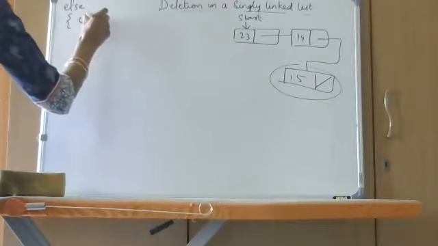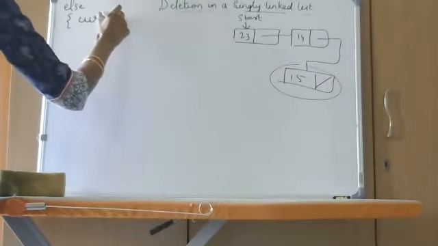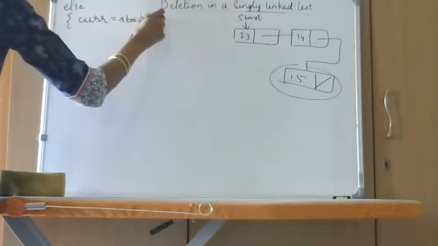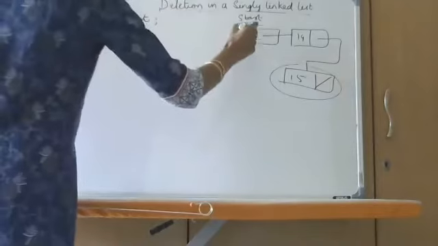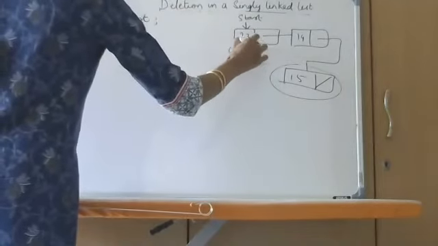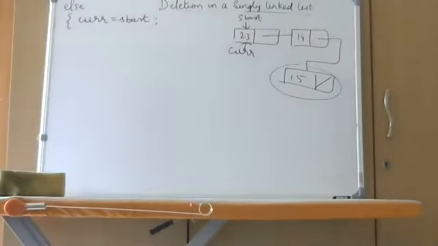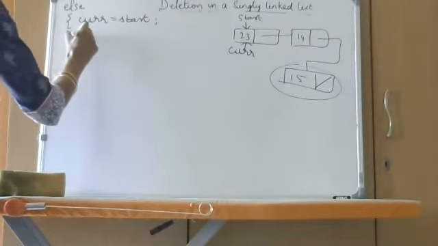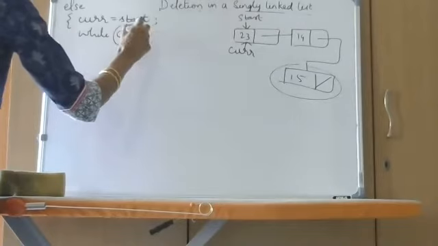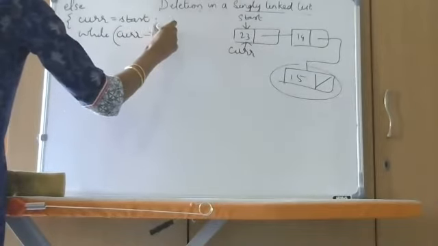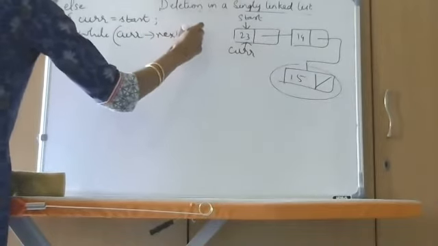So else, I will take this pointer current. Current is a pointer that we had defined already. So current is equal to start. That means I will initialize the current pointer as the start, pointing to the first location. Now I will go on checking while current of next is not equal to null.